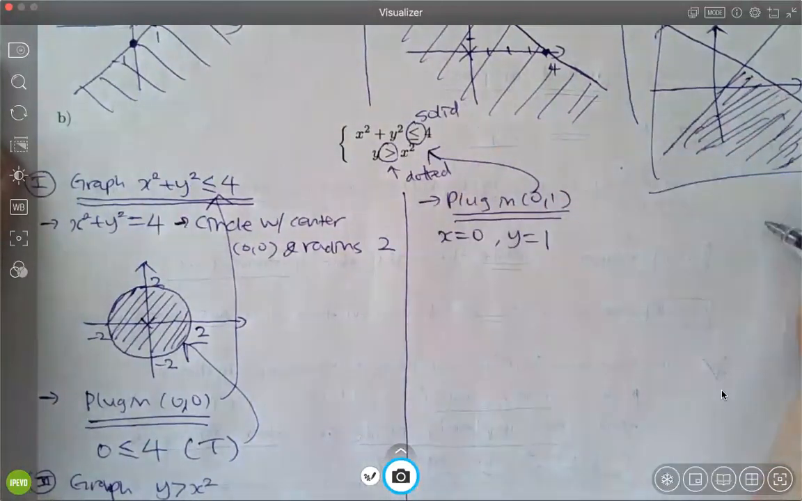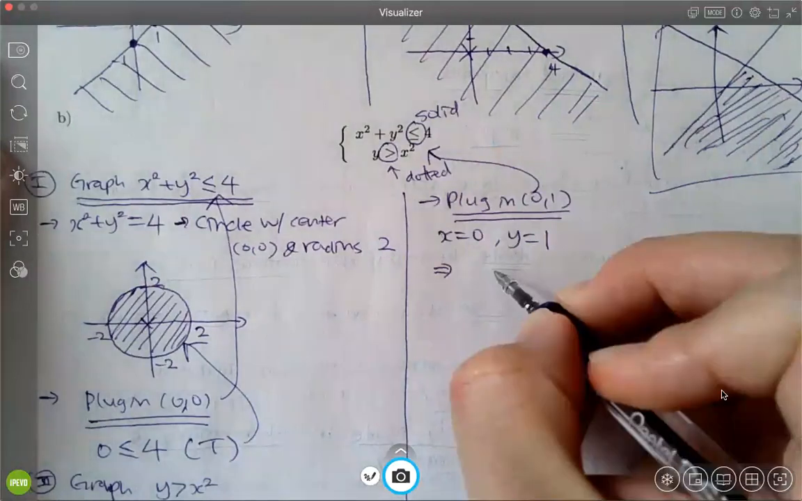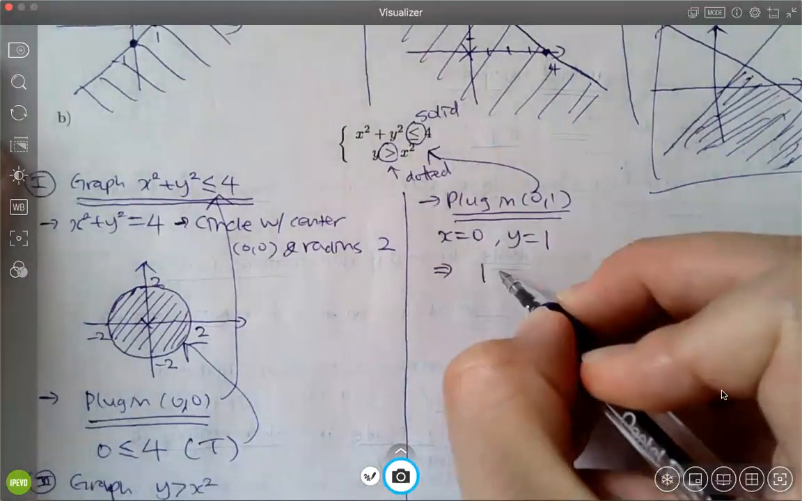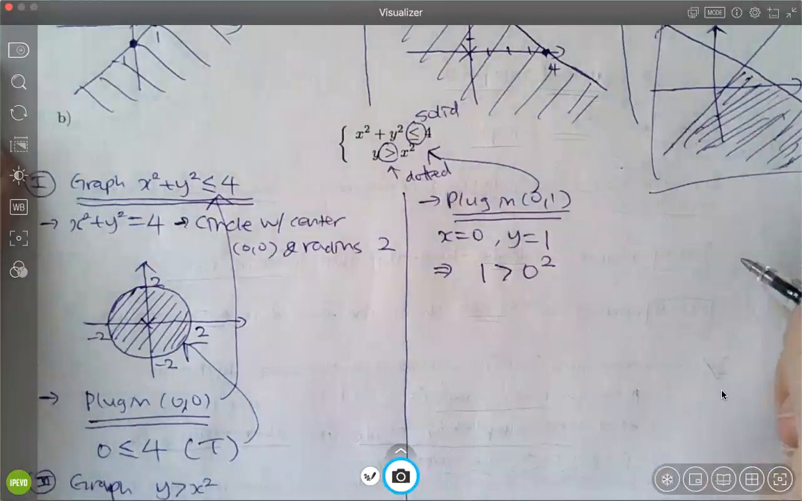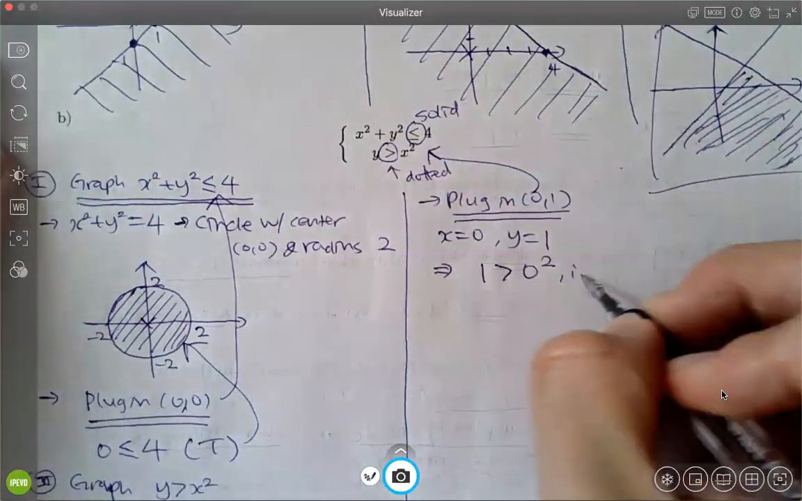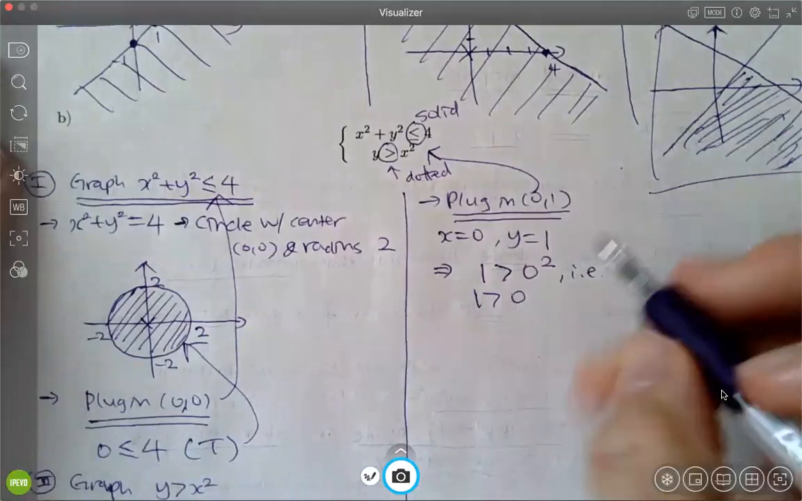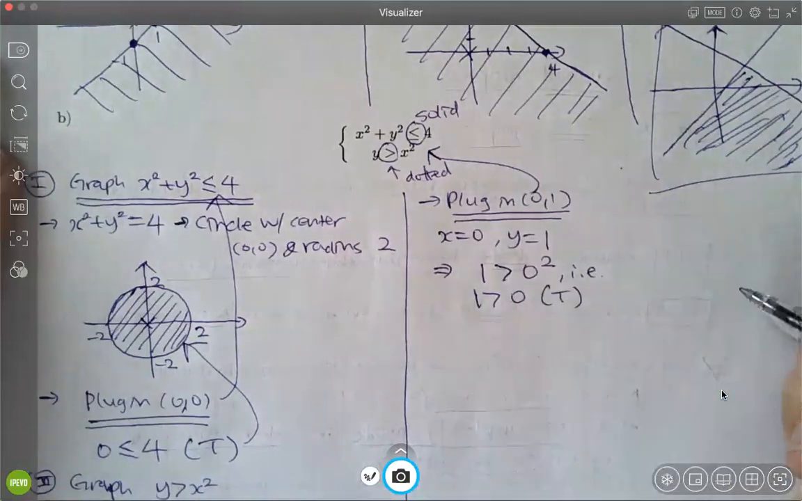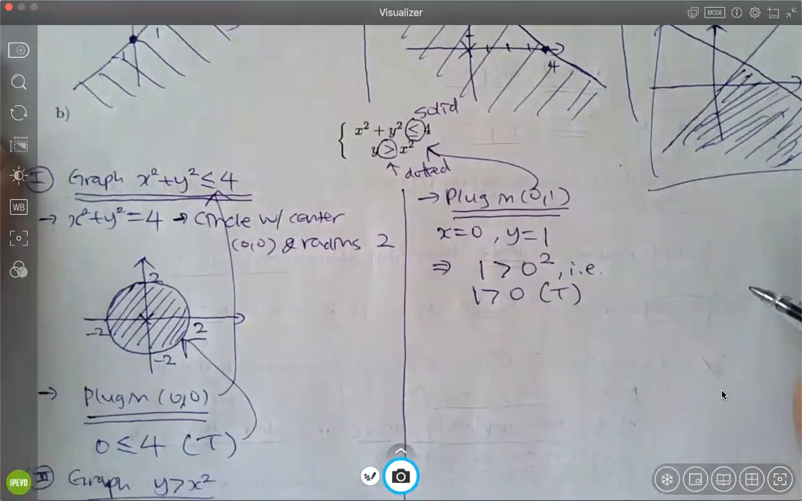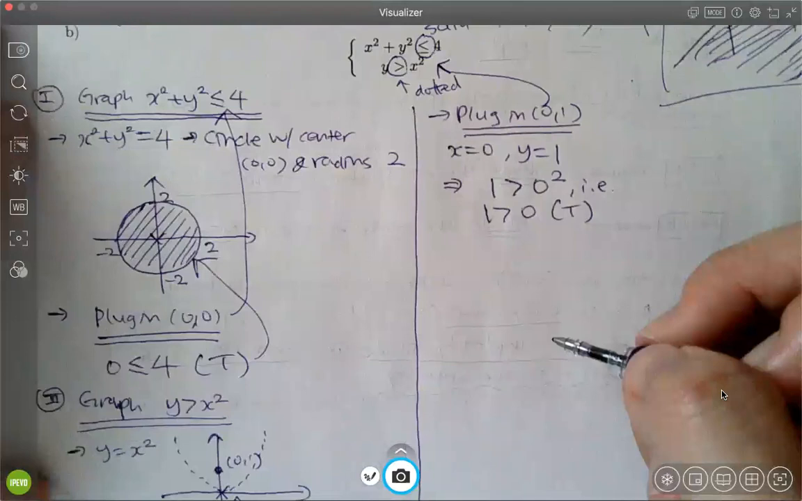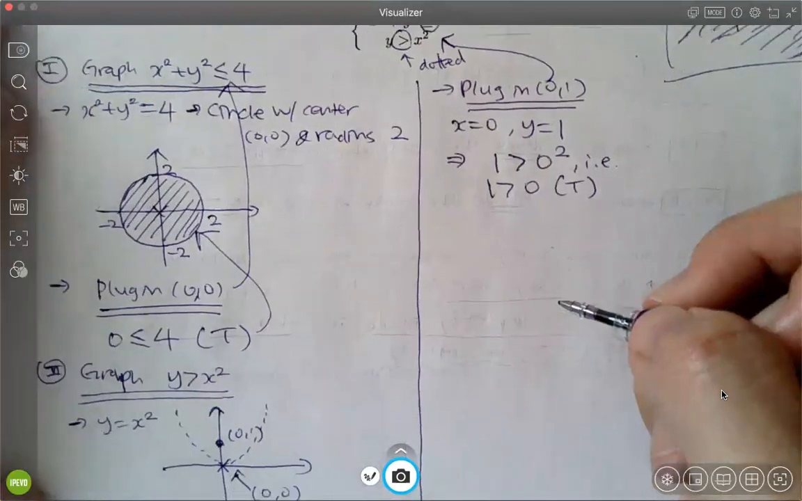Okay, so we get 1 is greater than 0 squared. So what does it mean? In other words, 1 is greater than 0, right? Does this look good or bad? Looks good, right? Yeah, so that's a true statement. So what does that mean? Whichever region contains 0, 1, we have to shade it, right? Okay, so now let's put everything all together.